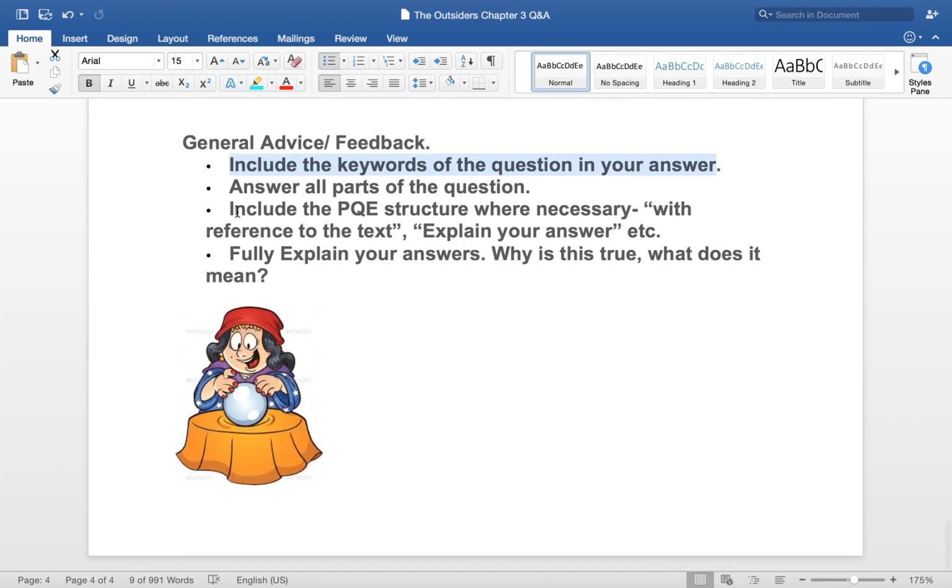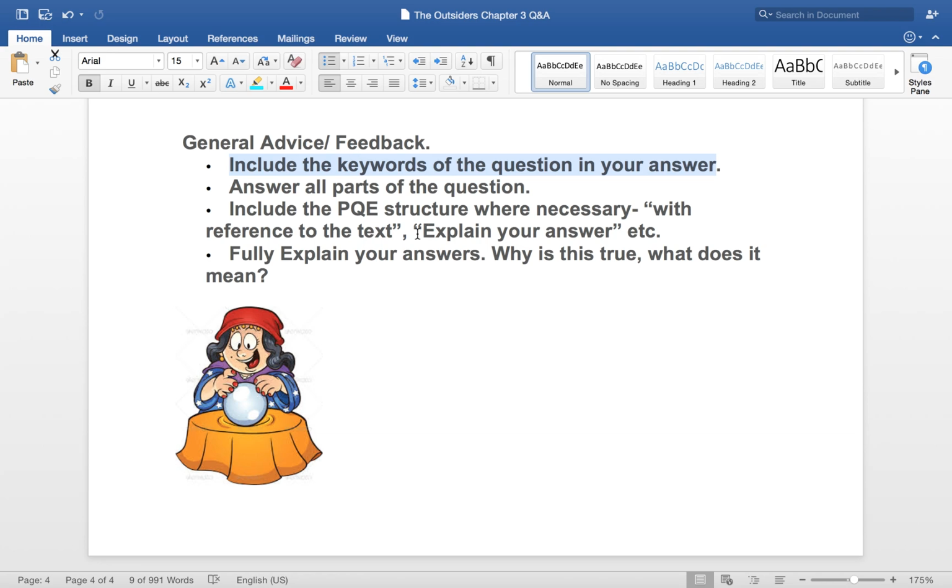Next up, include the PQE structure where necessary. So we know PQE is point, quote, and explain, and I'll be going through that in just a moment. But how will I know what's a PQE question and what's not? Generally, I will put in with reference to the text or explain your answer. And that will kind of signify or point out that this is a PQE answer. I'm looking for a quotation here. And generally, it's those longer questions.